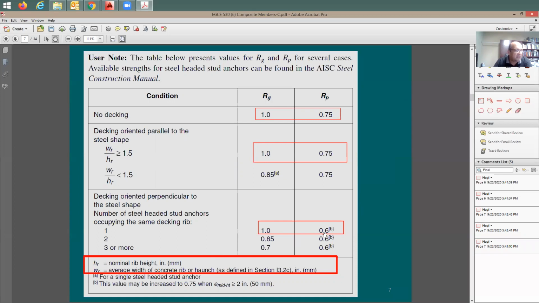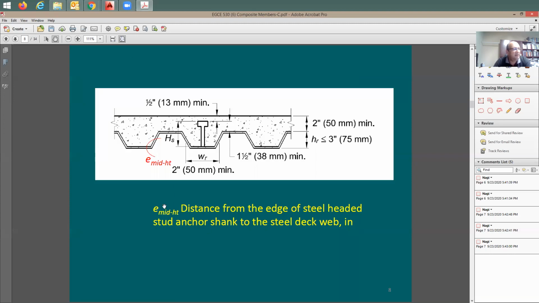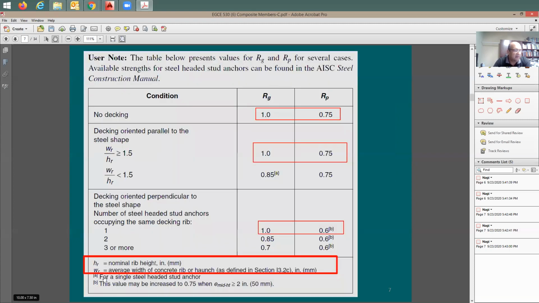And when you look here at this note B, it says this value may be increased to 0.75 when E mid height is more than 2 inches. So what is E mid height? I'm going to go here and look at E mid height. It's going to be maybe the average height of the stud. Usually this is going to be 2 inches or 3 inches. It's going to be either 2 or 3 in most cases, which means most likely this option here is going to be valid for us. We're going to end up with 1 and 0.75 in most cases.